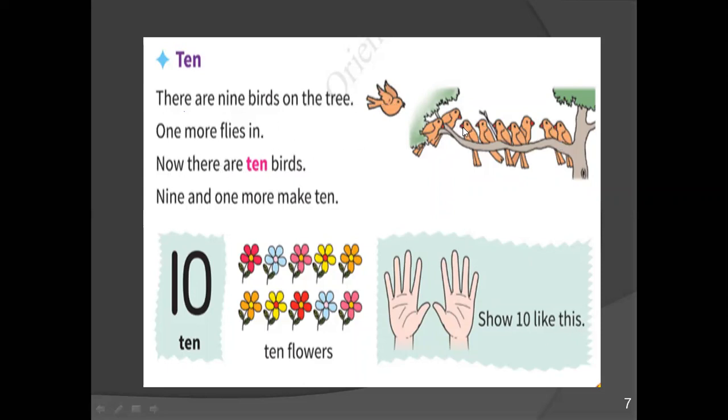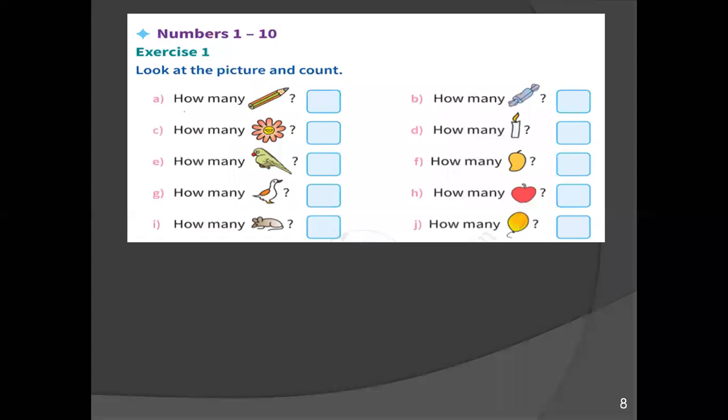If the bird is going and sitting here, totally how many? 10 will be there. 9 and 1 more makes 10. Yes, T-E-N is 10. 1, 2, 3, 4, 5, 6, 7, 8, 9 and 10. How many flowers? 10 flowers are there. In your fingers, you can also keep the fingers. 1, 2, 3, 4, 5, 6, 7, 8, 9 and 10. See how many fingers now? 10 fingers. Now we have seen numbers 1 to 10. Exercise 1 we will do.